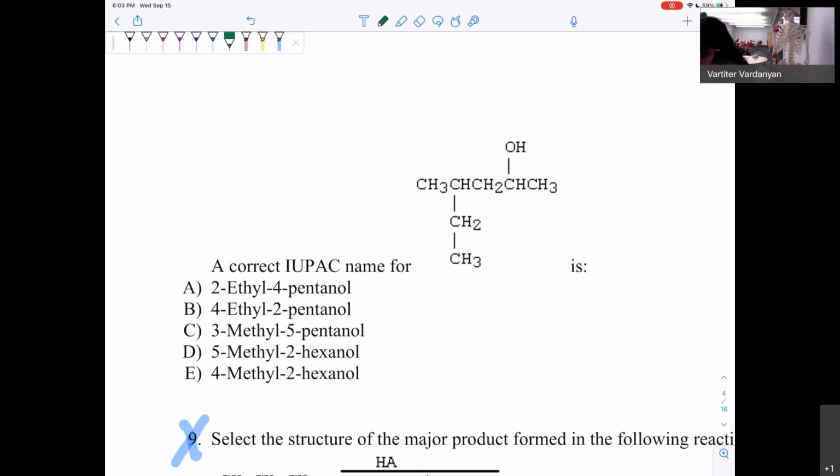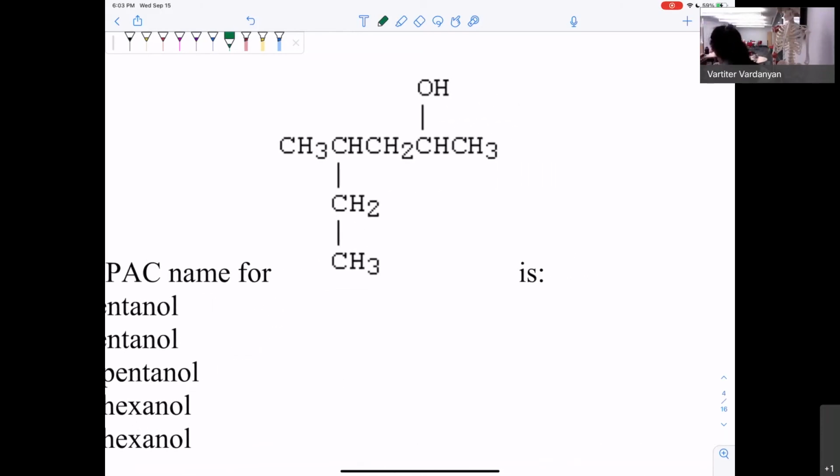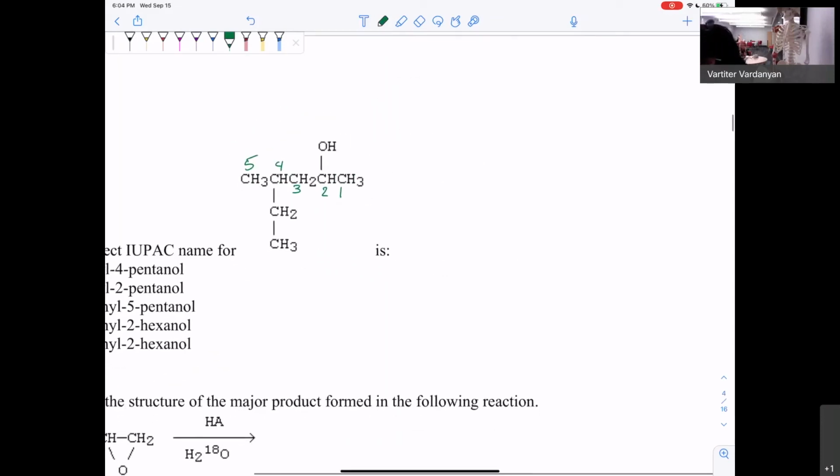So anyway, for the IUPAC name for this one, I have to redraw it because I can't see it. Right now I'm just going to give arbitrary numbers, 1, 2, 3, 4, 5, so I know what I'm doing. On the carbon I called 2, I have an OH and a hydrogen, and on the carbon I called 4, I have an ethyl. Now I'm going to erase these numbers because they didn't really mean anything.